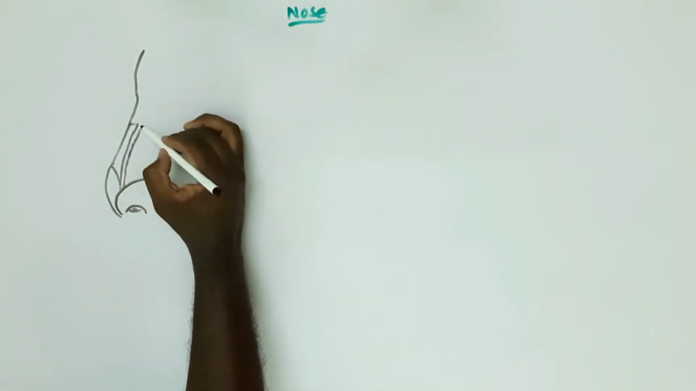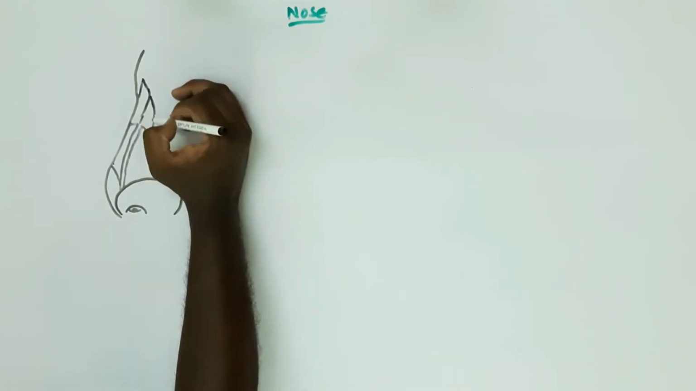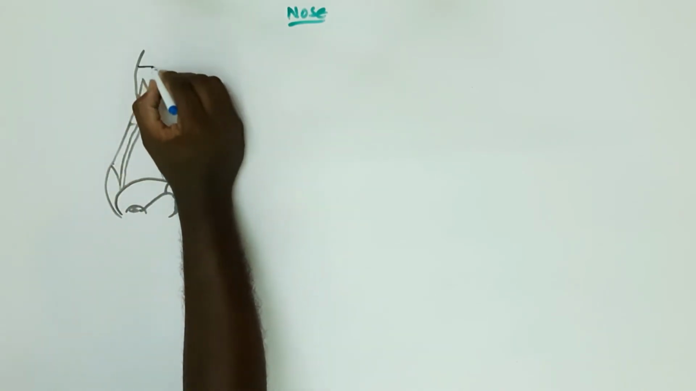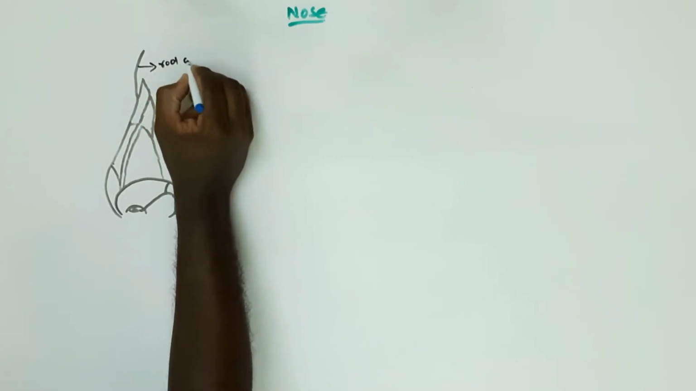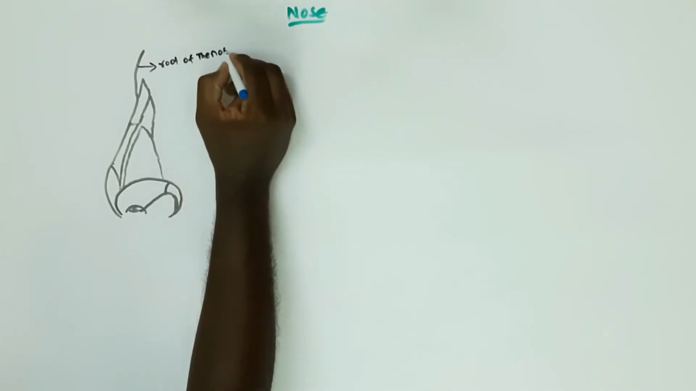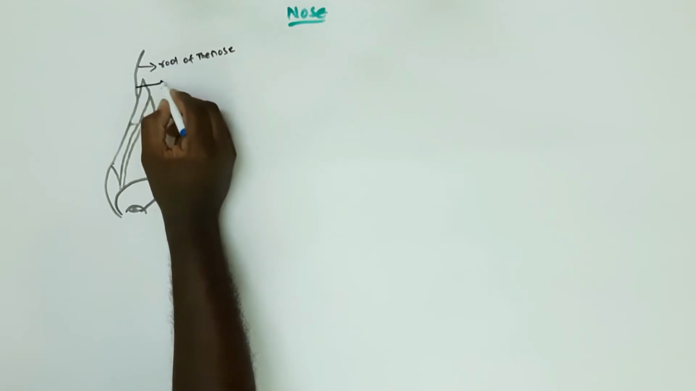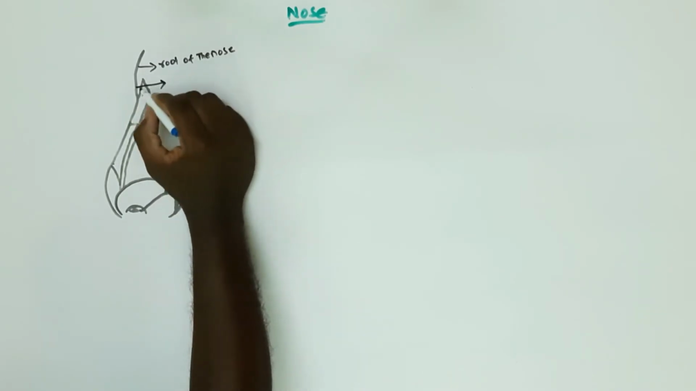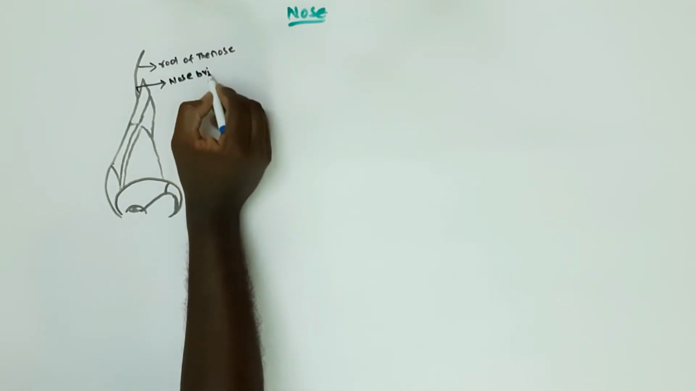And now we'll see about the external nose. These are the parts of the external nose. This place is called the root of the nose. It is the upper narrow part attached to the forehead. Next to the root of the nose, lower down, we can see the nose bridge. In our diagram, this particular place is called the nose bridge.